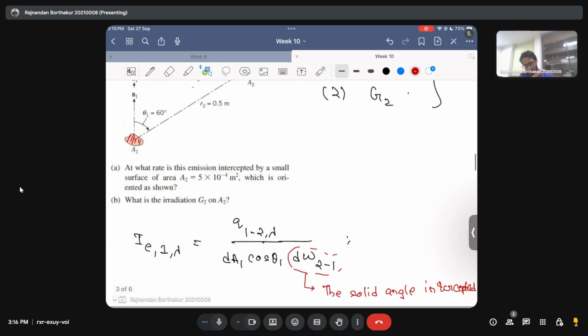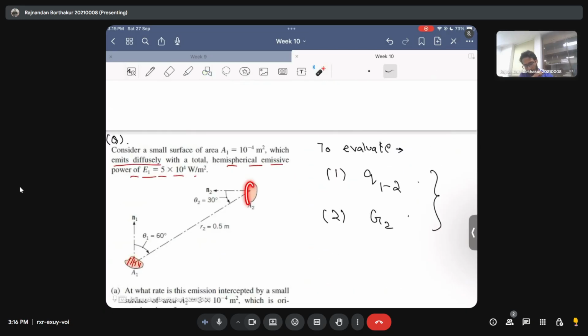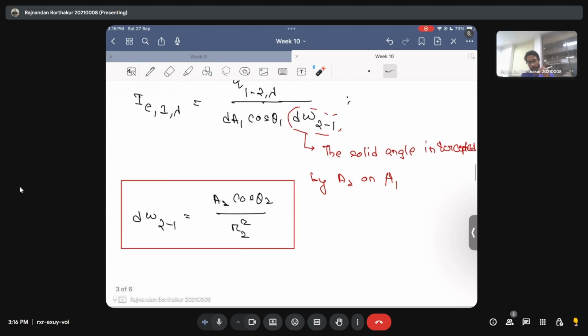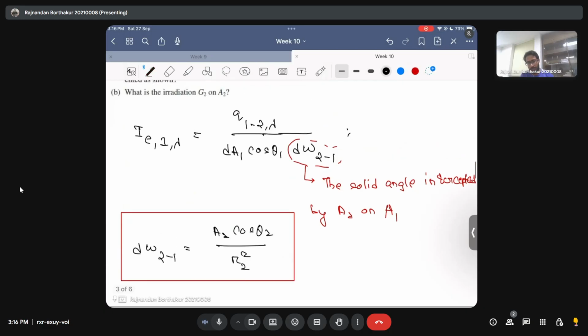So this is obvious, right? Because see, this is A2. If you want to find the solid angle that is intercepted by 2 on 1, you need to consider the normal, which is A2 times cos theta 2, and then you need to divide it by the distance squared, r squared. And that's what we have written as d omega going from 2 to 1 in terms of this quantity. So what we are required to find, if you remember, is this quantity q1 to 2 lambda.